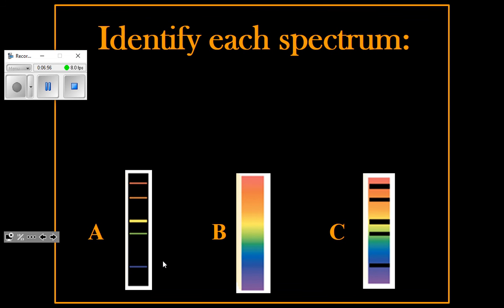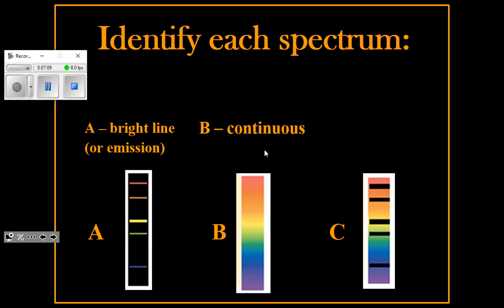So identify each of the following. Here would be our bright line spectrum. It's also called an emission spectrum. It's just a black background with a series of colors on it. This is that complete rainbow. We call that the continuous spectrum.